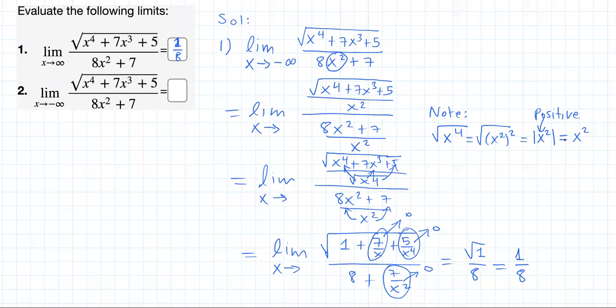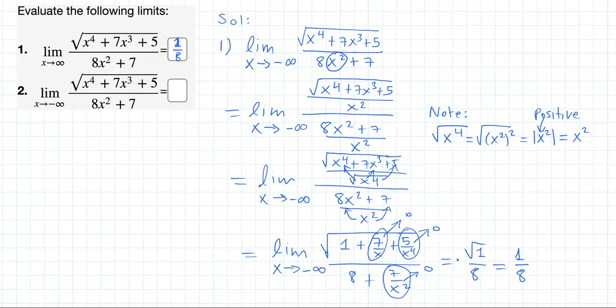Still, this is true because this is true regardless of the sign of x, right? Being positive or negative, still true. So we can still use this trick. So over here, still the same. Here is still the same, right? Dividing x to the 4 into x to the 4 is still 1. This is the same, this is the same, this is the same.